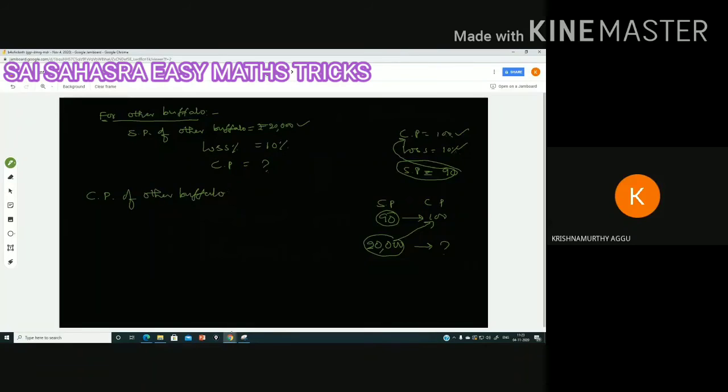The other buffalo is equal to 20,000 into 100, divided by what is there here, that one we can write. This into this divided by this.